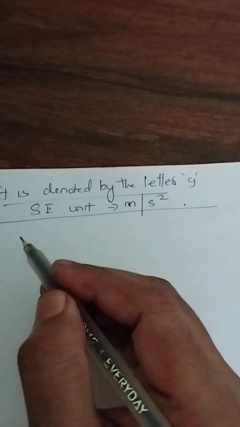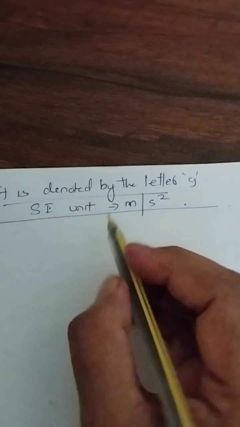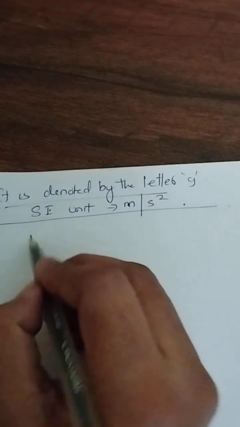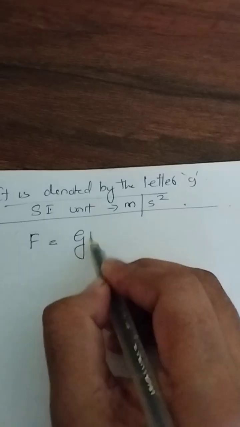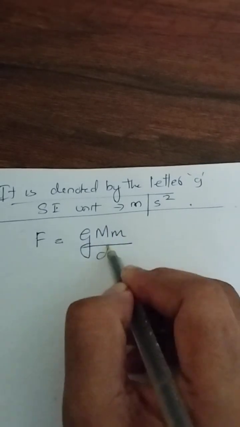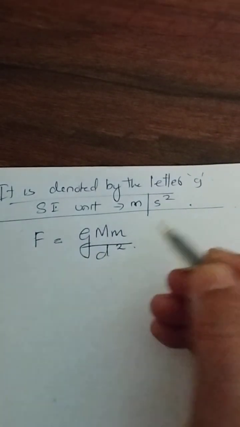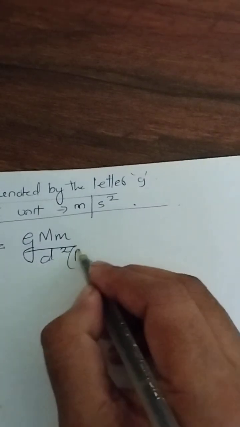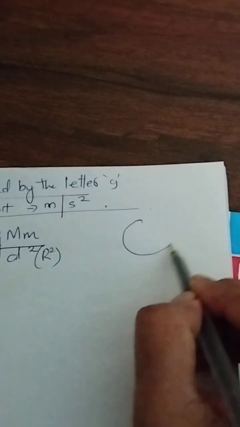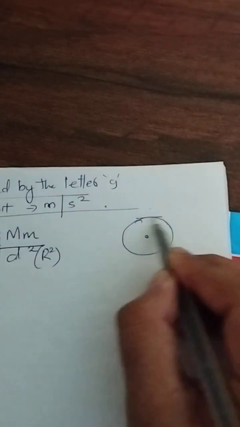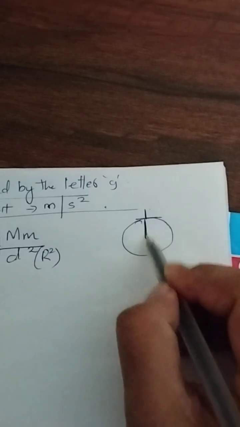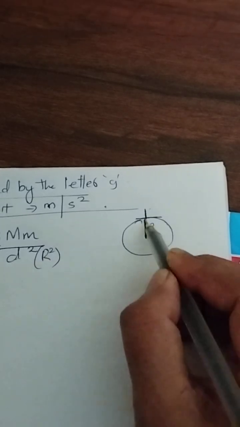Now we'll see the derivation of g, how do we get it? We have F is equal to G m1 m2 divided by d squared. What does d mean here? I will write it as r squared. Why? Because this is the earth, this is the center of the earth, we are on this surface. So this distance is the radius, isn't it?